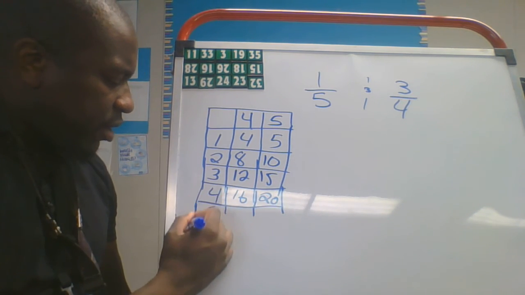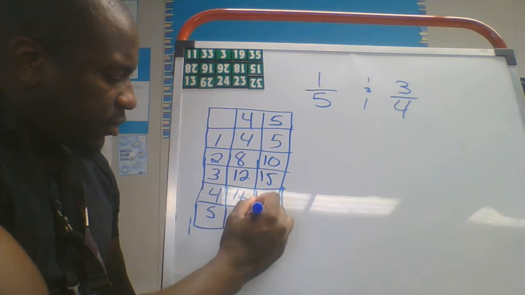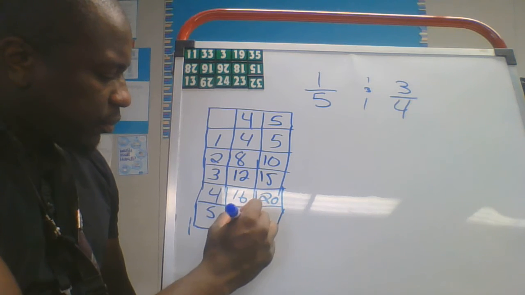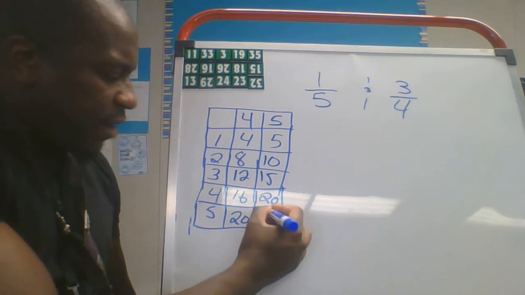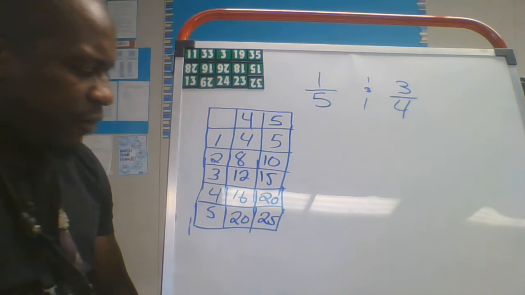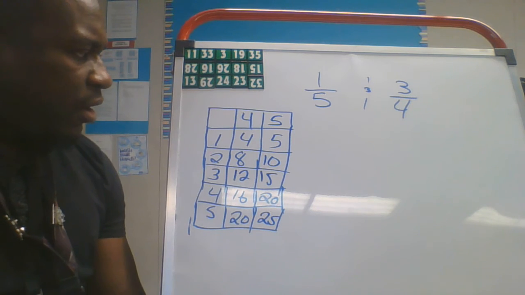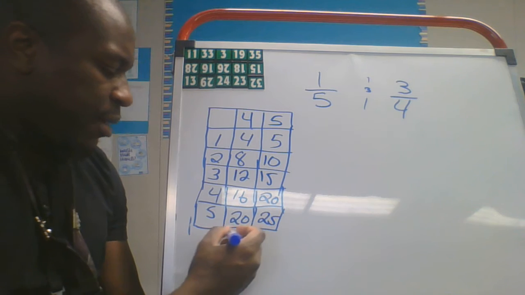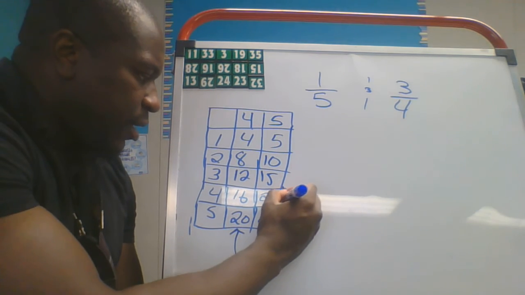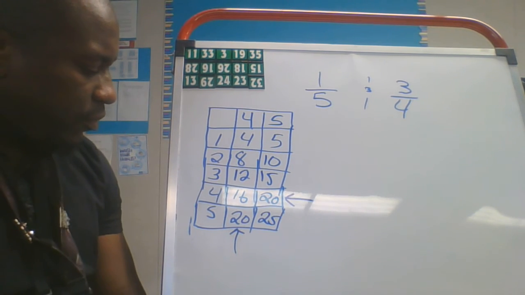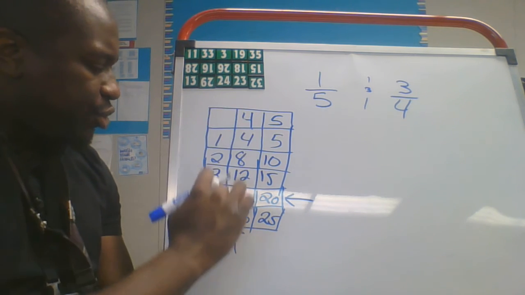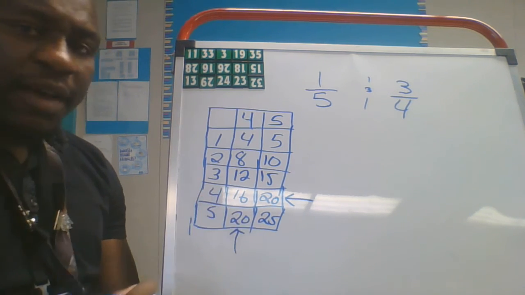Get to 5. 5 times 4 is 20. 5 times 5 is 25. Now, if I look here, I have finally hit my first commonality between the numbers. I have 20 here, and I have 20 here also. So the way I turn this 4 into a 20 is I multiplied by 5.